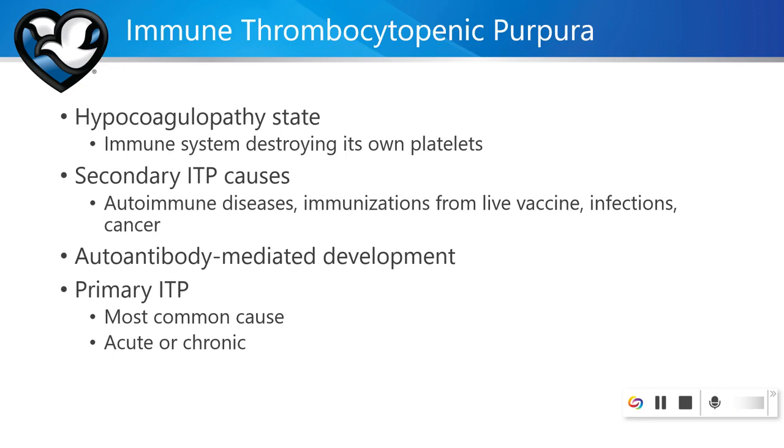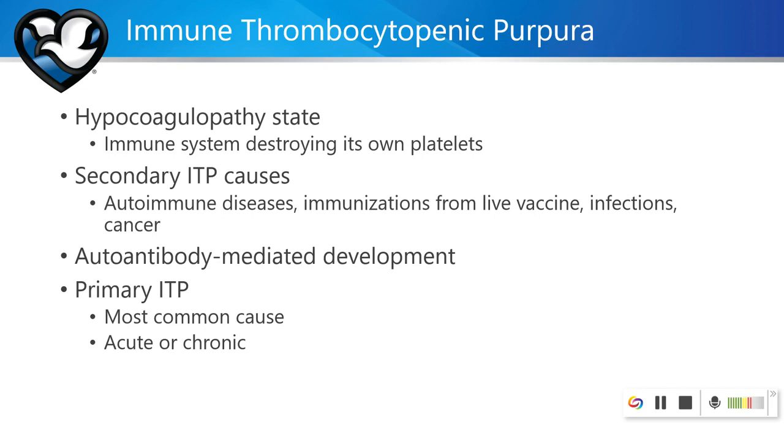Immune thrombocytopenia purpura, or ITP, is a hypocoagulopathy state resulting from the immune system destroying its own platelets. Development of ITP is autoantibody mediated, and the key mechanism is circulating IgG produced by the B cells reacting with a surface glycoprotein. The platelets are then destroyed in the spleen, and some are destroyed in the liver and bone marrow. Autoreactive cytotoxic T cells also impair production.